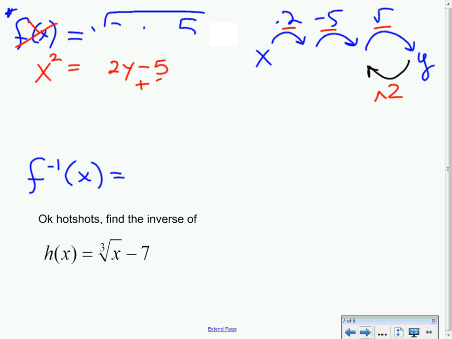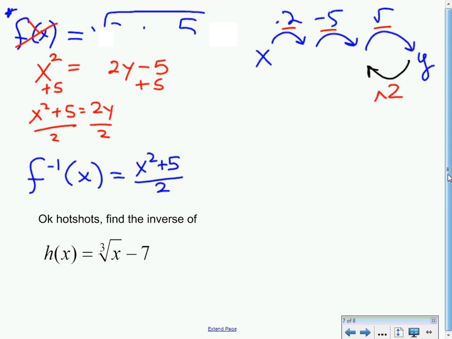Now I just add 5, and I have x squared plus 5 equals 2y. And then clearly, last thing I do is divide by 2. So that my function inverse is x squared plus 5 over 2. All right, so you see that last challenge at the bottom there? Let's go through that one.